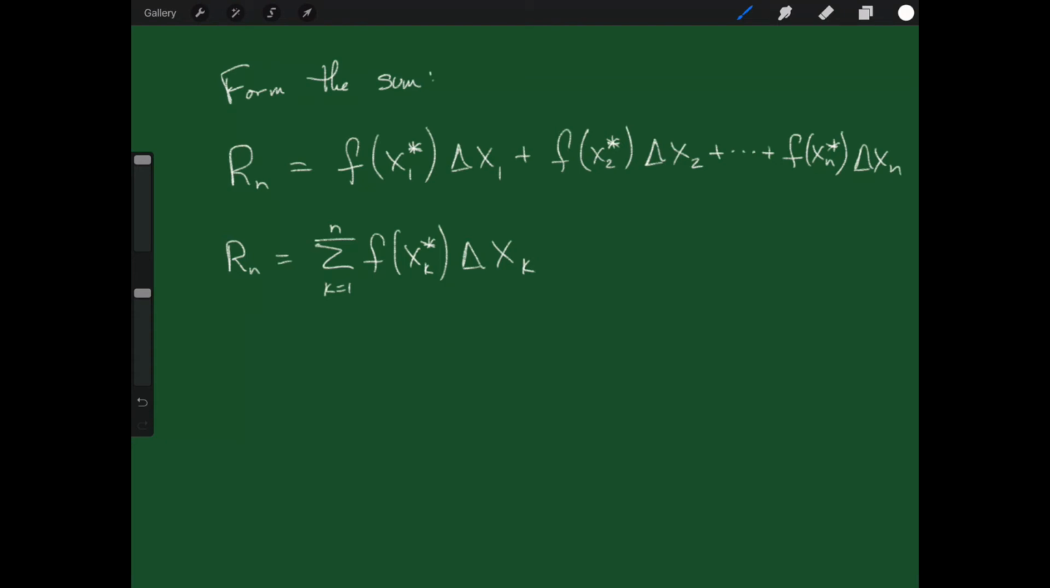And so what we're going to say is, if we want the actual area here, then I want to take the limit as this thing that I called the norm of the partition goes to 0 of the sum k going from 1 to n of f of x sub k star times delta x sub k.